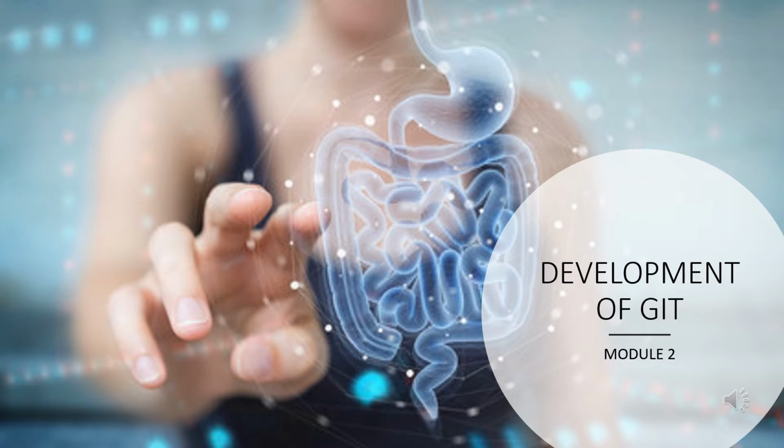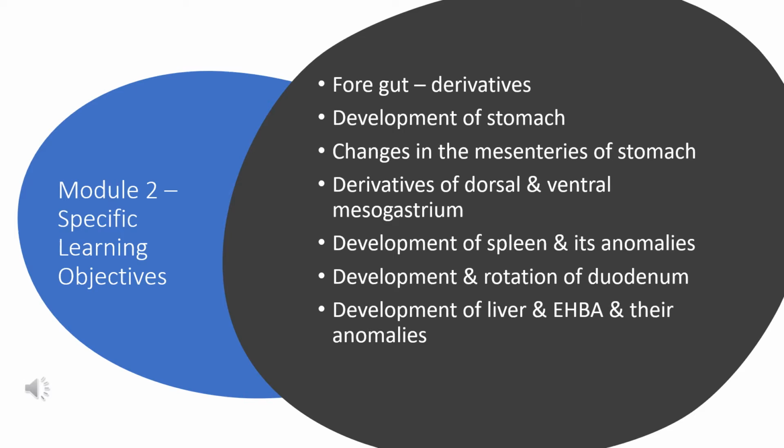In today's session, we will study the second module of the development of the gastrointestinal tract. The specific learning objectives of today's session are: first, we'll start with a recap of the derivatives of the foregut. Then we will see the development of the stomach and its anomalies, and also the different changes occurring in the mesenteries of the stomach. And related to that, we'll also try to see the derivatives of the dorsal and ventral mesogastrium.